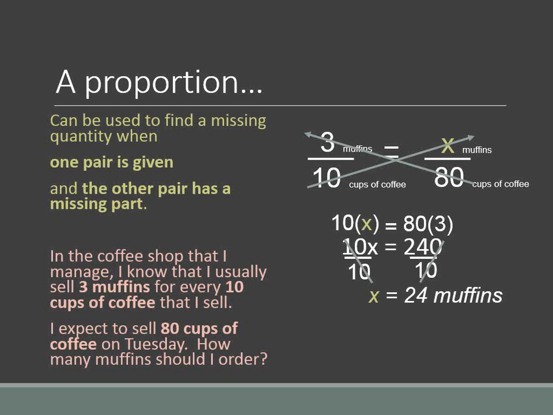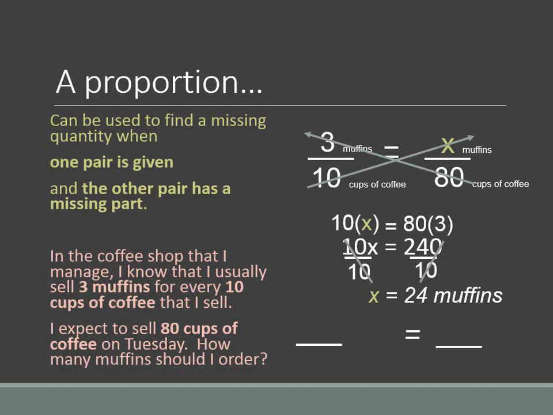So a student could set up this proportion and then figure out that they would need to order 24 muffins that day. But then I just want to show a little twist to this. Maybe a different one of your students looks at this and says, you know, actually I disagree. Actually I see a pair, but that's not the pair that is given, that's different. I see a different pair.